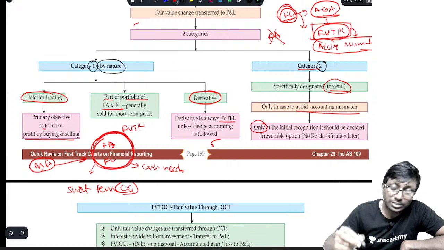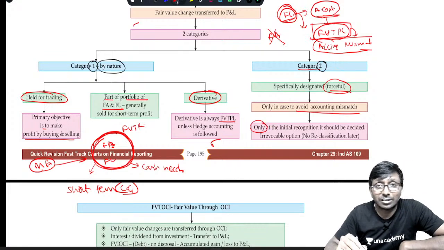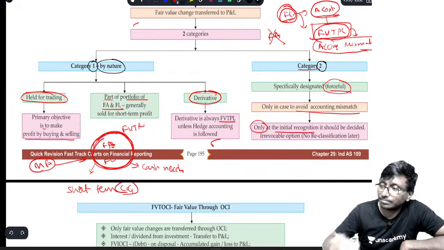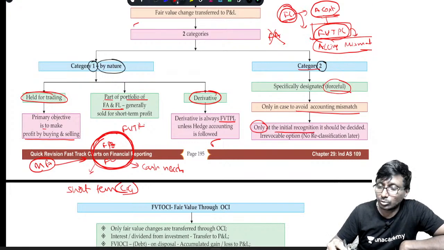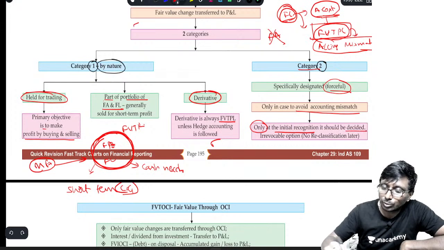And when are you supposed to decide this? Not after 1 year, not at the end of the year. It is at initial recognition. At initial recognition itself, you are supposed to decide it. Correct? It should be decided as an irrevocable option.